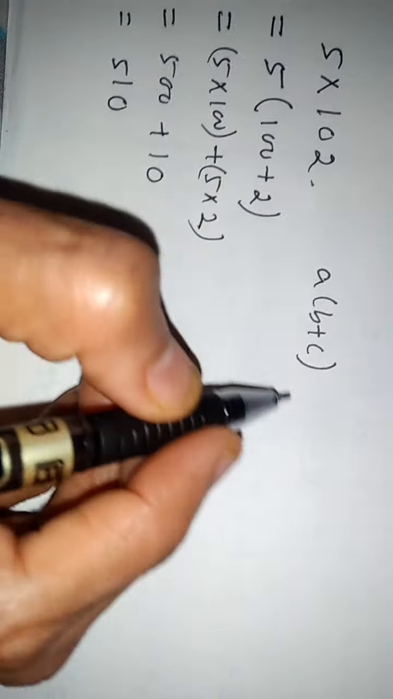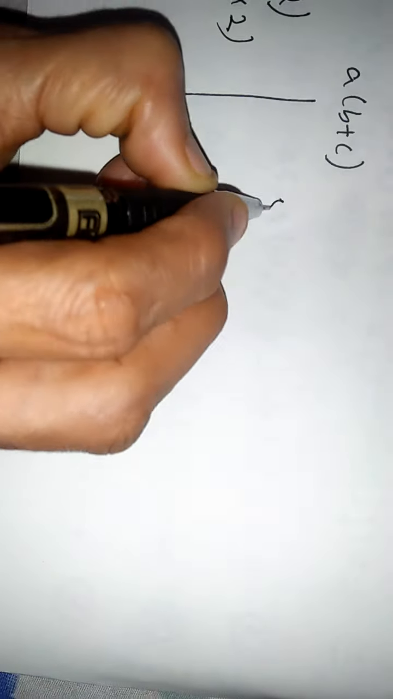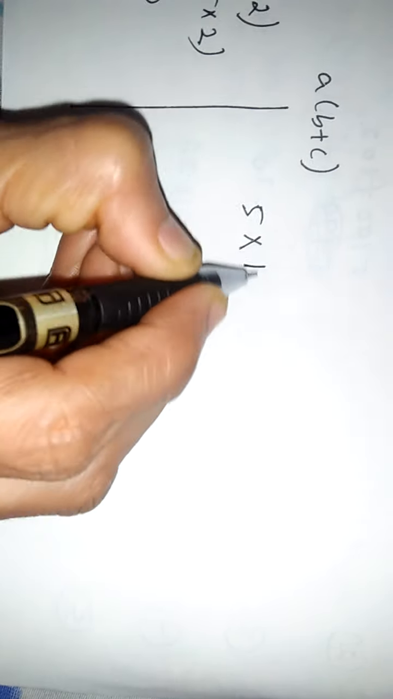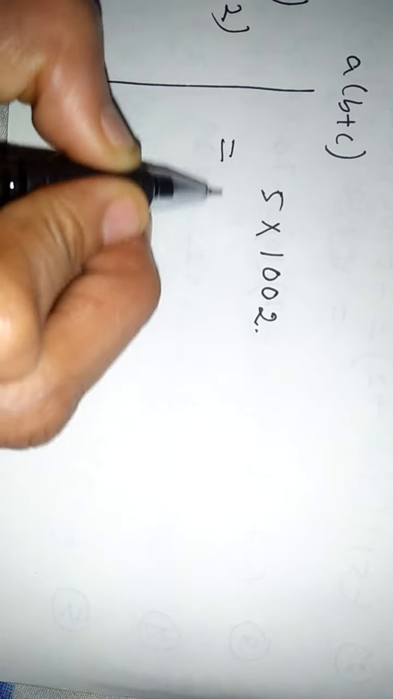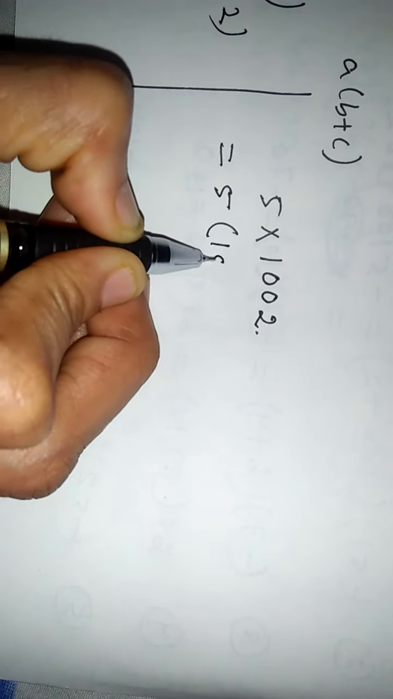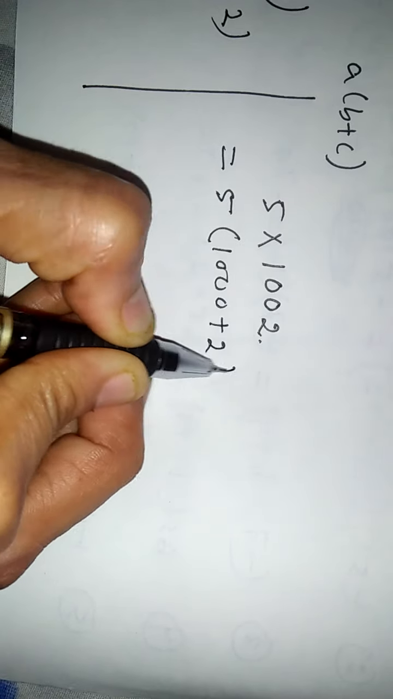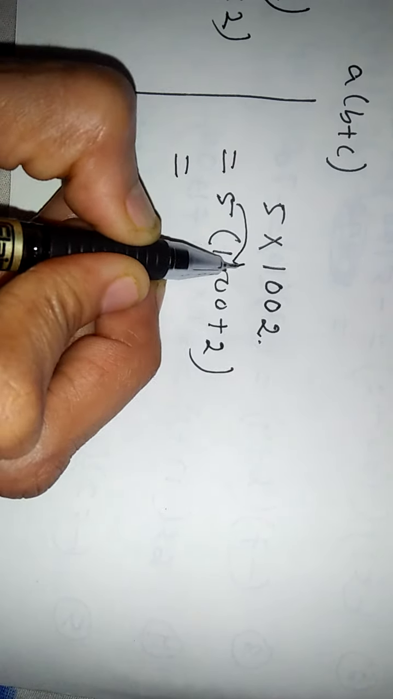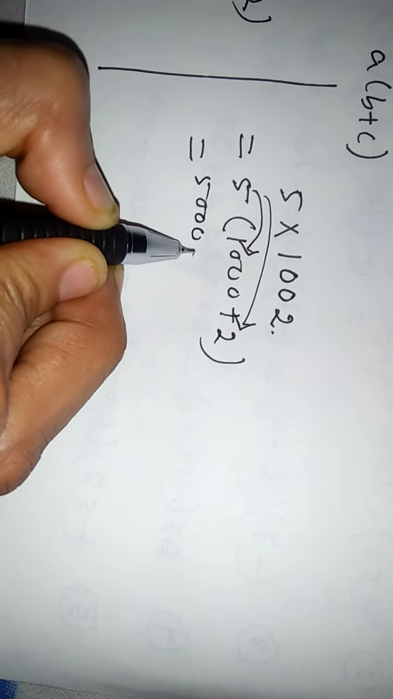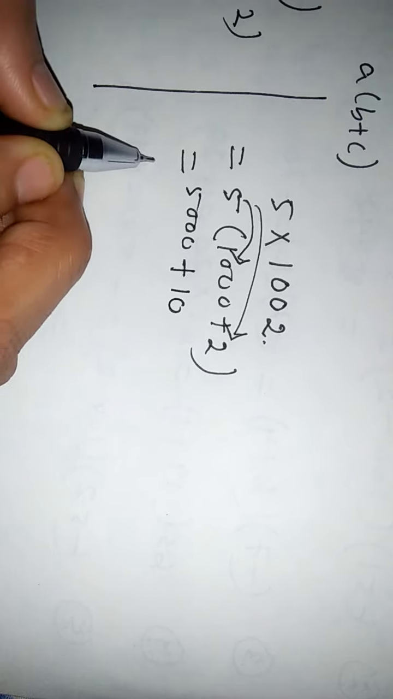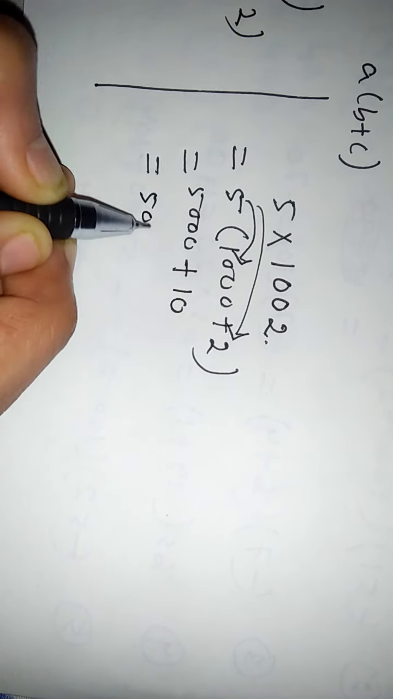But if I take a bigger number, likewise 5 into 1002, again without multiplication I could do it. It should be 5 into 1000 plus 2. So it should be this into this, again this into this. So 5000 plus 10. So it should be 5010.